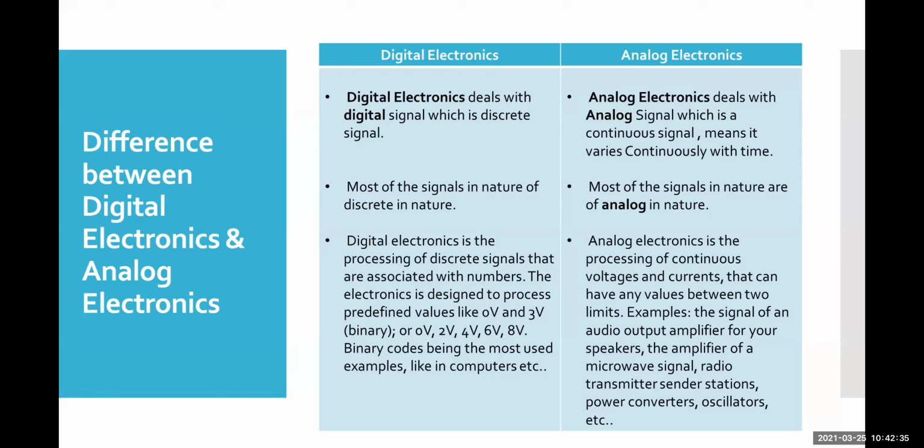If I speak about analog electronics, analog electronics is the processing of continuous voltage and current that can have any values between two limits. So on the analog side, the value can be anything like 2.5, 3.5, 4, 6.55. Any kind of value you can represent in the analog type. For example, the signal of an audio output amplifier for your speakers, the amplifier of the microwave signal, radio transmitter, sender station, RF studio, any electronic signal transmitted by any kind of medium. So most of what we are using is the analog system.